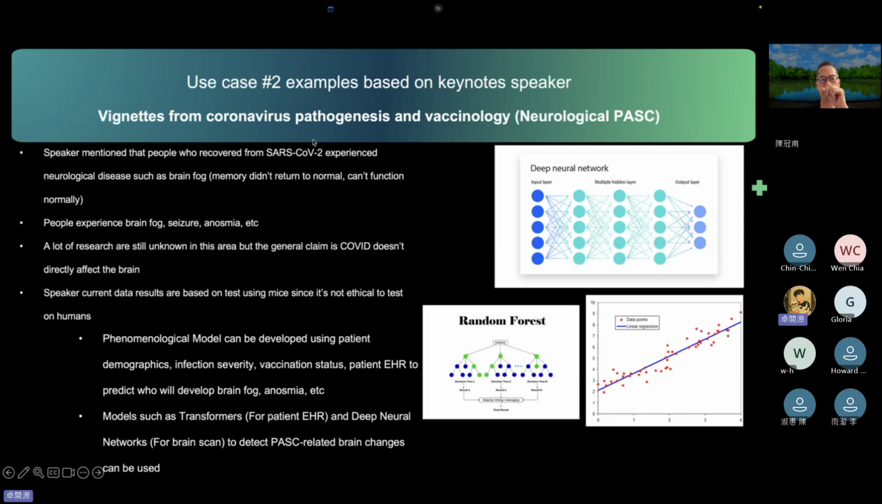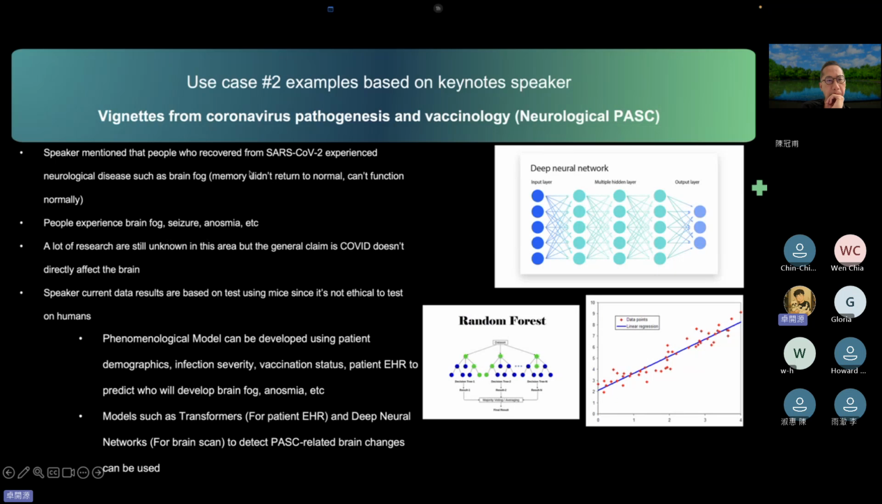And for the other use case, still in the same background of neurological post-COVID syndrome, using a phenomenological model, we can develop a model to predict what kind of populations or what kind of cohorts will experience neurological disease such as brain fog, seizure, and anosmia as well.